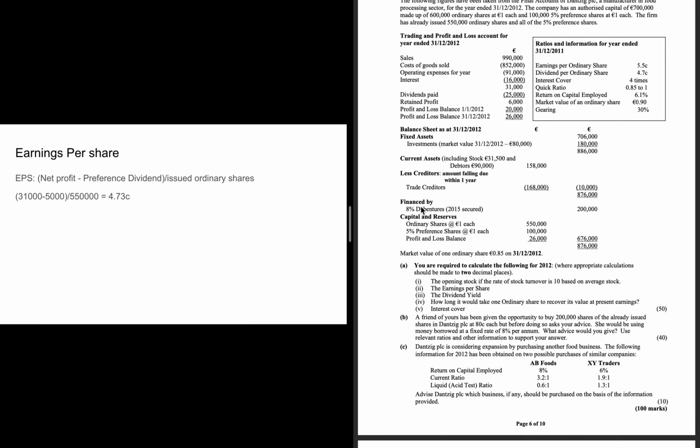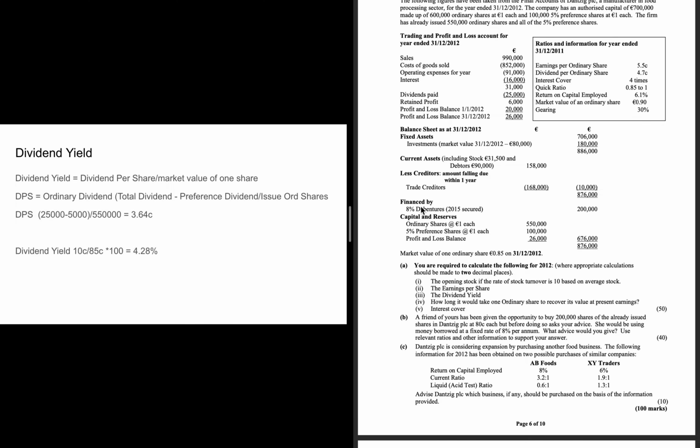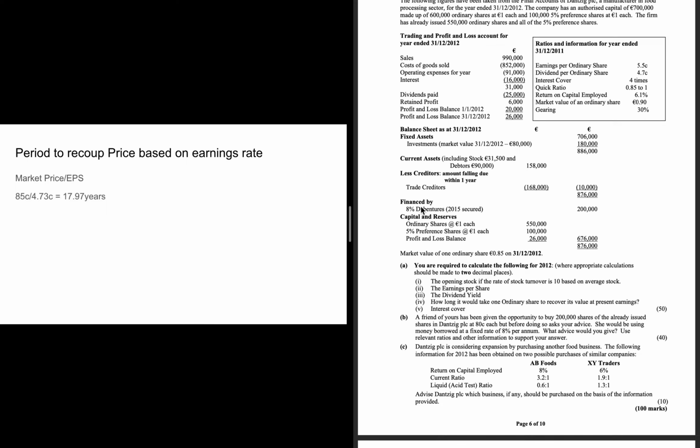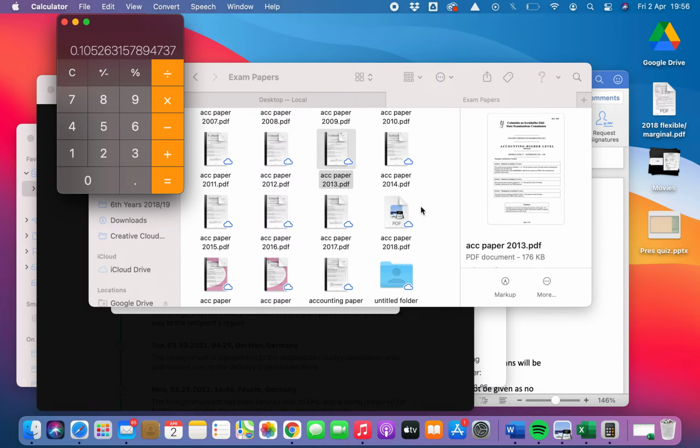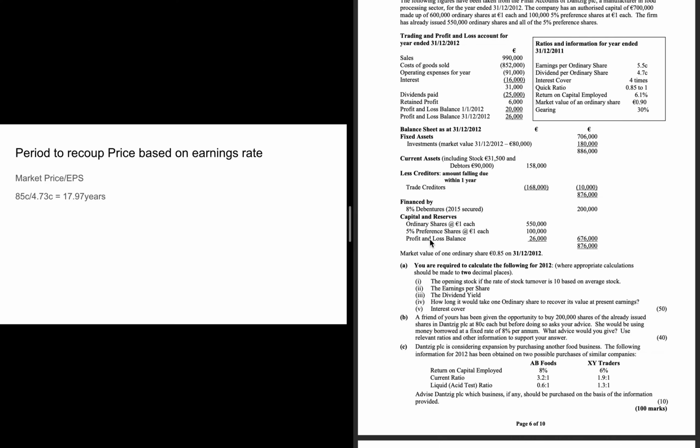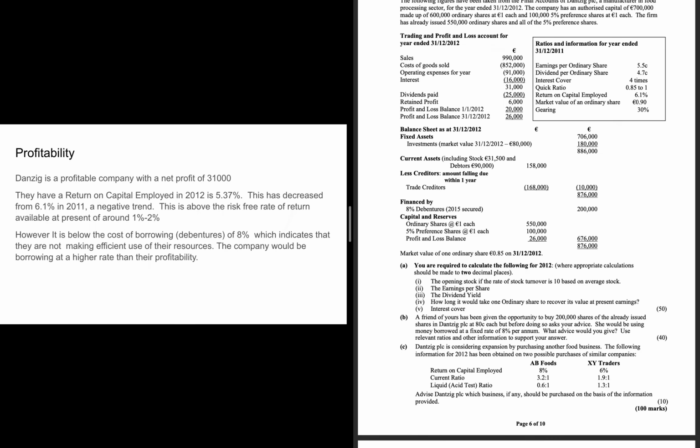Period to recoup, there it is. So if you change that 85 to 80, let's have a look at what you get. You'd have 80 divided by 4.73, and you get 16.91, so it's not too bad. You might mention that within your profitability one. The other one you could put in will be on current dividend payout rate.